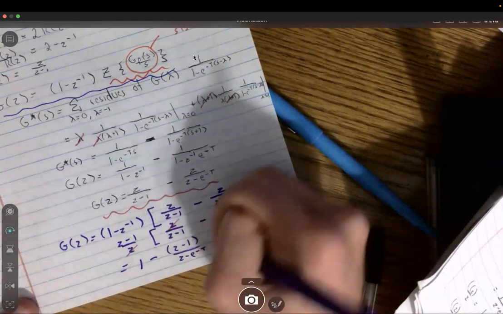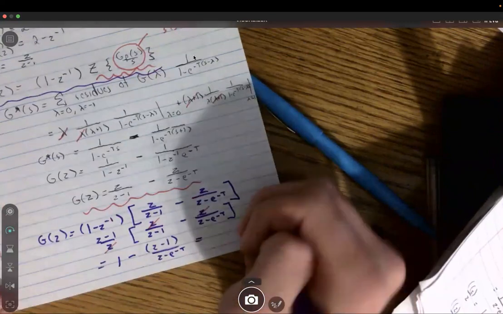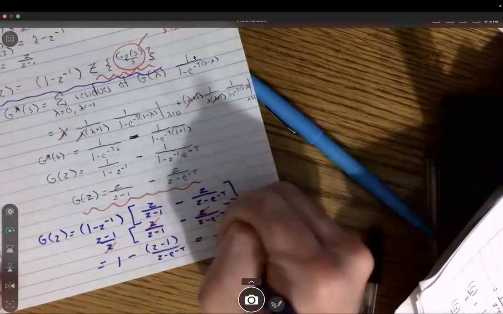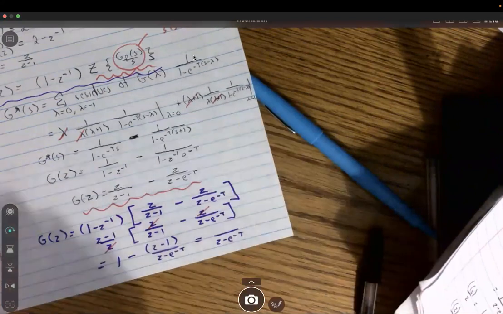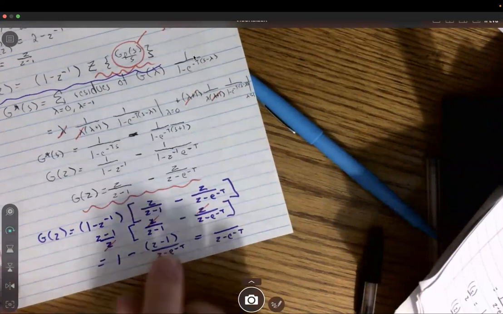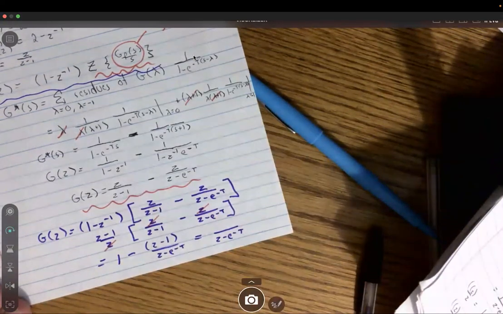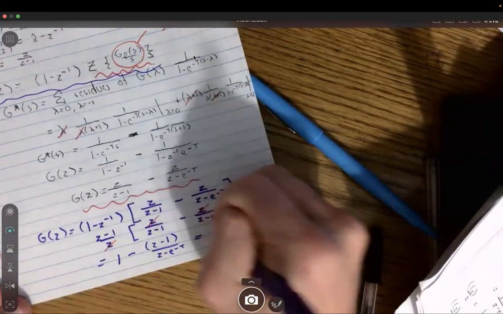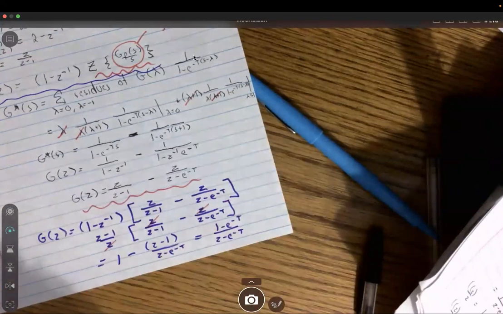If we reduce this, making a common denominator z minus e to the negative T, in our numerator we're going to get a z minus z, so that would cancel, and then you would get 1 minus e to the negative T. And so that's what we're going to have here.